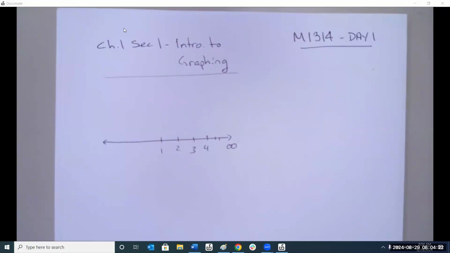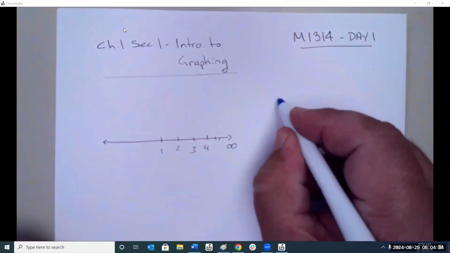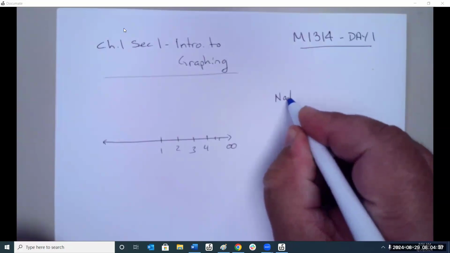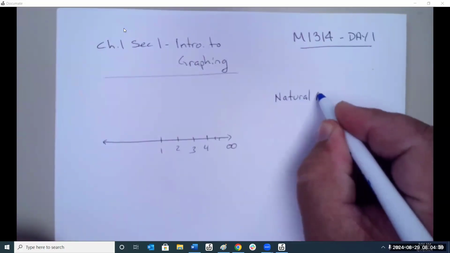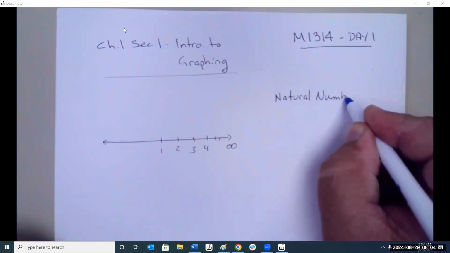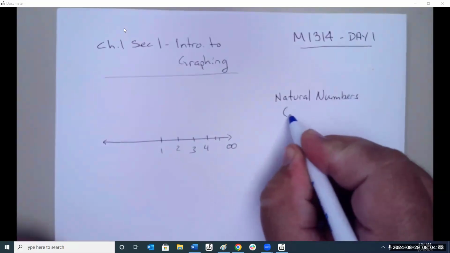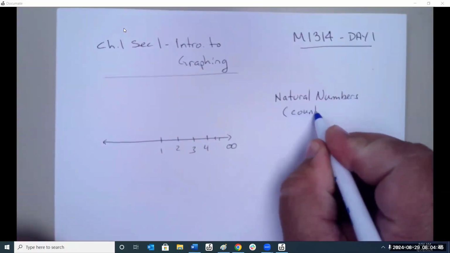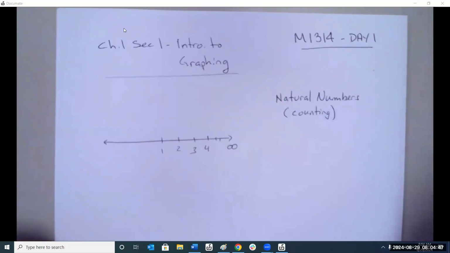What's that? No. You'll see why in a second. Not whole numbers. You're right, whole numbers do contain those, but that's not the whole numbers. These are what are called natural numbers, or we call them counting numbers, because if you're ever asked to count, you always start with 1.